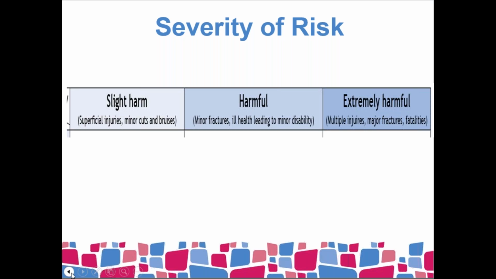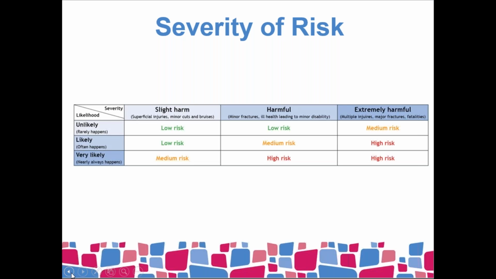If I can go back one, yay. So if you've got something that is extremely harmful and very likely to happen, that's going to be high risk. Maybe you might want to rethink whether you do that activity. Most of what we do fits into low or medium risk anyway. So that's fairly straightforward, isn't it?